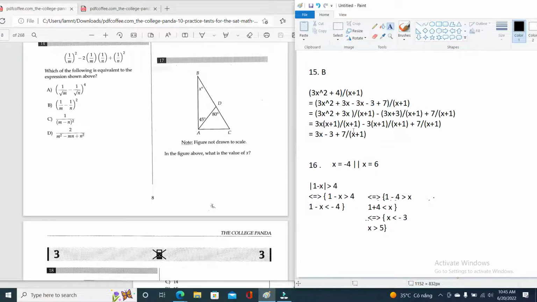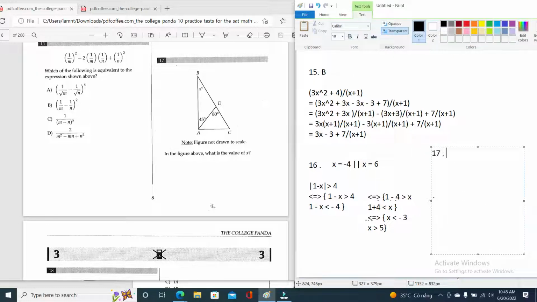Okay, number 17. What's the value of x here? All right, so we first have to calculate BDI. After we have BDI, we're going to get 180 minus 45 minus BDI, and that gives x. The angle BDI is actually just 180 minus ADC, so 180 minus 80, which is 100. So BDI is 100.